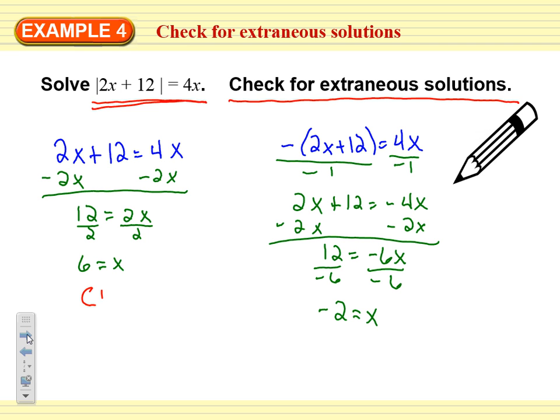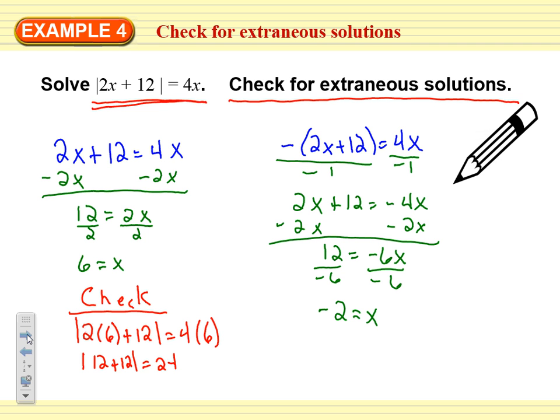So if I check 6, it's going to be the absolute value of 2 times 6 plus 12 equals 4 times 6. We have to plug that x in 2 spots now. So I have 12 plus 12 equals 24. Absolute value of 24 equals 24. 24 equals 24. So 6 is a solution.